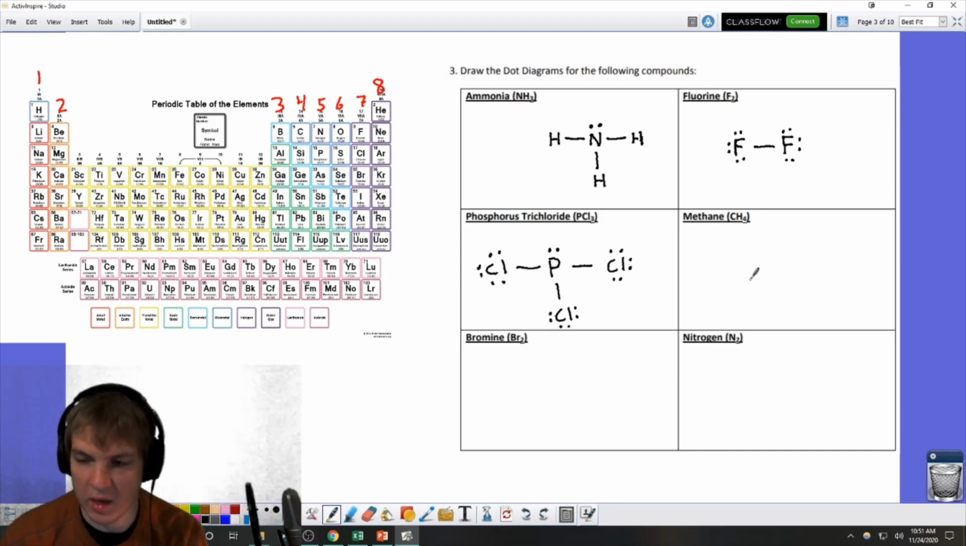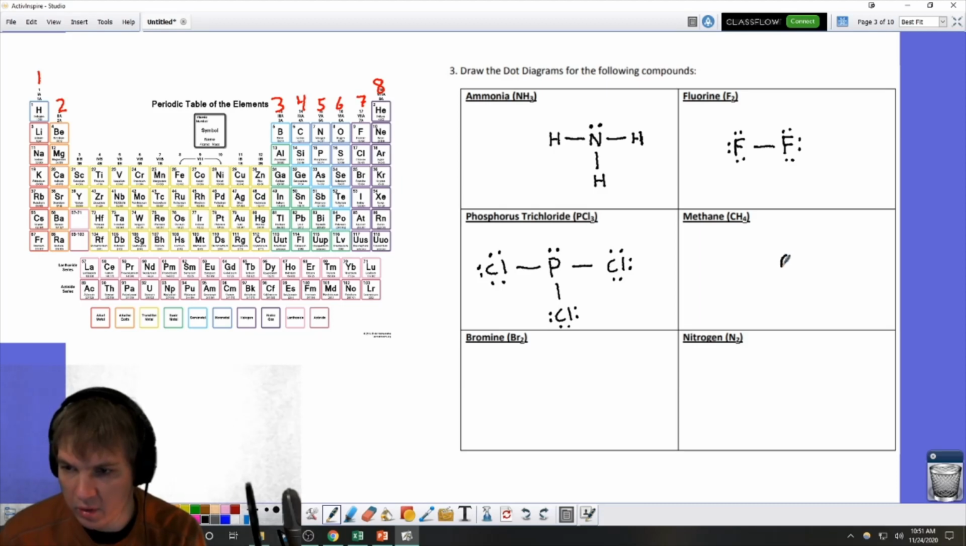So methane, CH4 is the next one. What we want to do is go ahead and write out the carbon right here. And carbon has 4 valence electrons because it's in column number 4. So I'm actually just going to put 1, 2, 3, 4 electrons around the carbon like that. And then the hydrogens, hydrogen only has 1 valence electron. So it's right there. And what I'm actually going to do is you can kind of guess. I'm going to put hydrogens on each side of those electrons that I drew out for carbon.